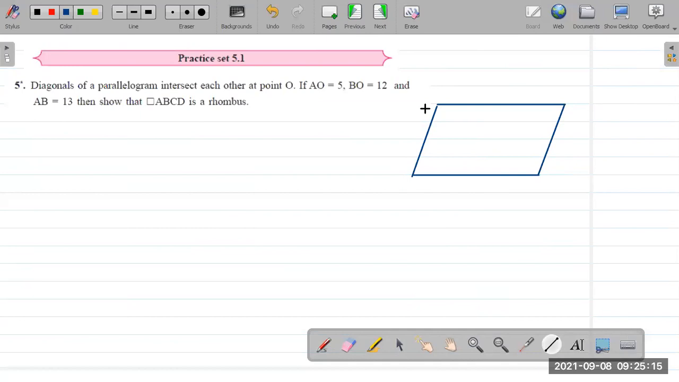Okay, so either we draw a parallelogram or a rhombus. The best thing will be to draw it as a rhombus only, because whatever we are asked, clearly we are given to show that it's a rhombus. So best will be to draw a rhombus instead.